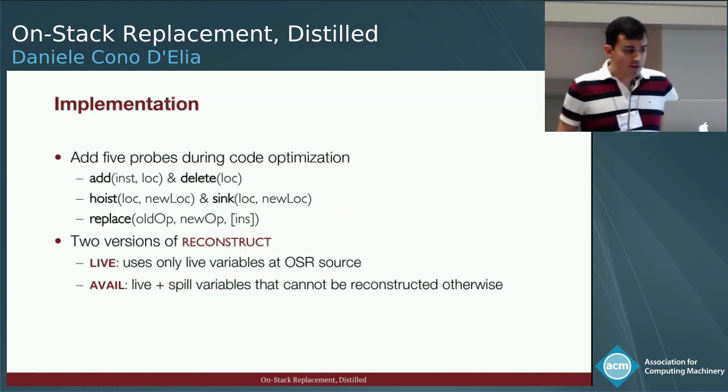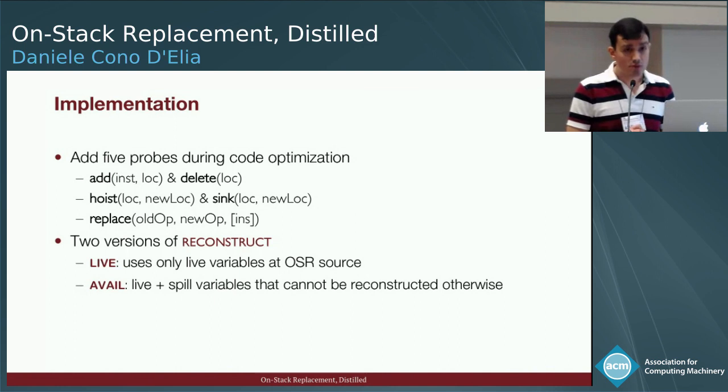How do we do this in practice? We explored an implementation in a general purpose compiler, and we argue that you only need to add some probes while you transform the code. You have to track when you add an instruction, when you delete an instruction, when you move instructions around, or when you replace operands or uses of the instructions. There are some compilers like Graal that give this to you for free. In LLVM, we had to add a little bit of instrumentation by hand.